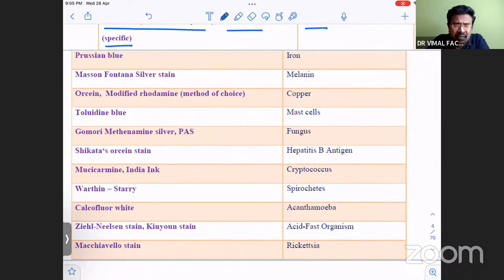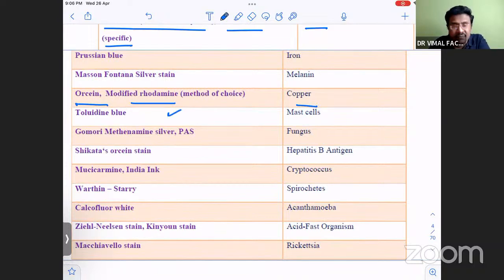Prussian blue stain is used for iron, hemosiderin pigment, and Masson Fontana is for melanin, Orcein for copper, and modified rhodanine is the method of choice. Don't confuse rhodanine with rhodamine. Rhodamine is a fluorescent dye, while this is rhodanine for copper.